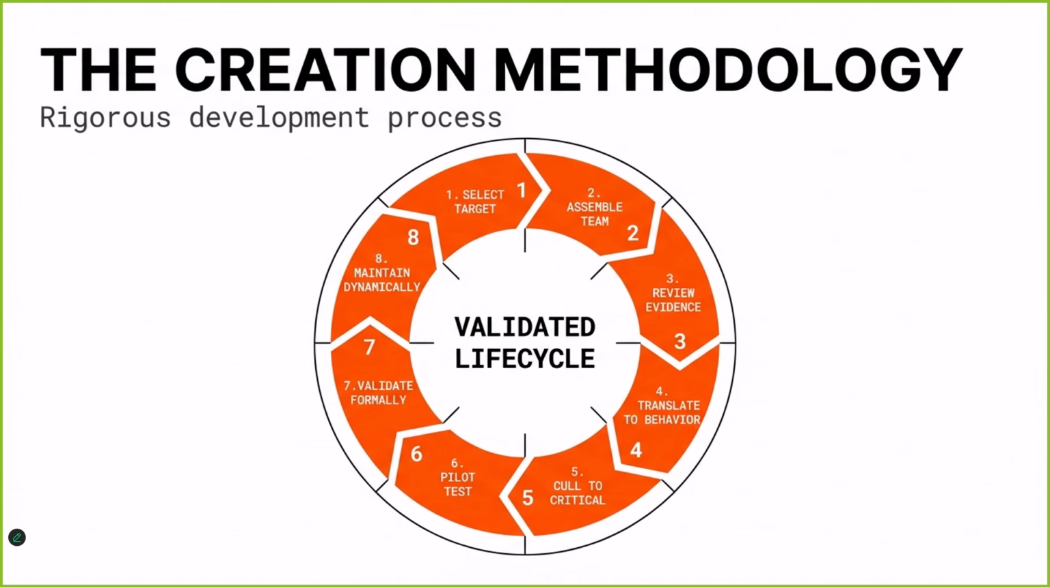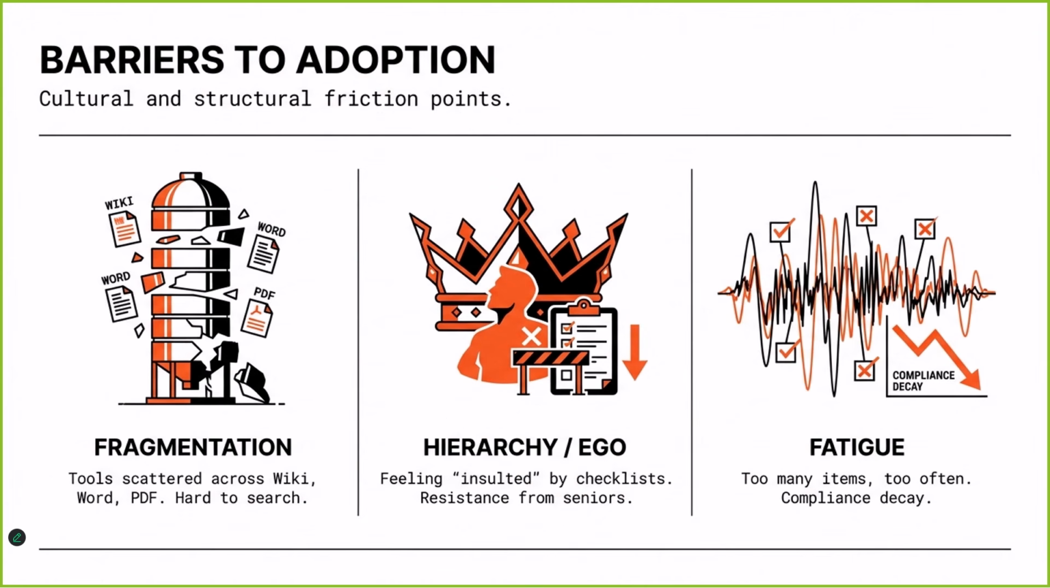So how do we go about creating these? Well, there's a detailed process here. I'm not going to go over it in lengthy explanation, but of course you could always go to the archive on YouTube and read this 8-step process, which is based on the research from the Microsoft group. Barriers to adoption include fragmentation, ego, meaning experts say I don't need these things in many cases, or fatigue.